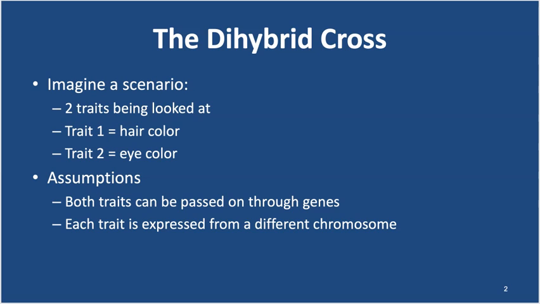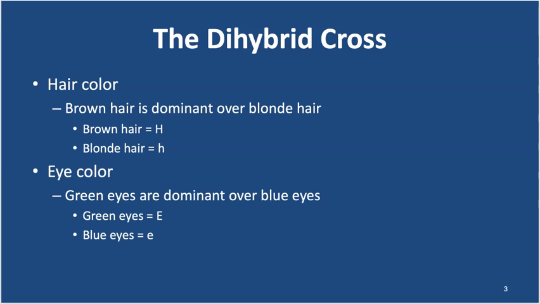So we could say that maybe hair color is on chromosome 1 and eye color is on chromosome 5. The reason for this second assumption is that it means that they can actually be passed on independent of one another. So basically an offspring can get chromosome 1 from mom and chromosome 5 from dad, that kind of idea.